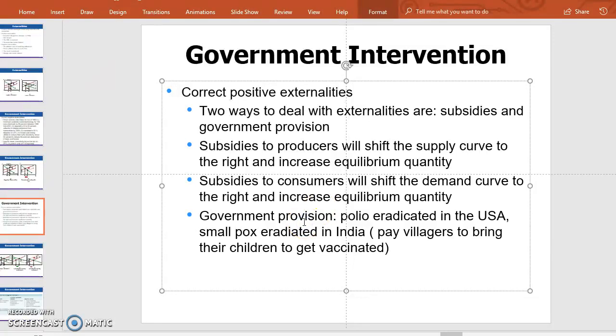Then government provision. The government can itself come and produce and sell the product cheaply so that people demand more, solving the problem of under allocation. Like polio eradicated in USA, smallpox eradicated in India, paying villagers to bring their children to get vaccinated. The government not only produced the vaccine, they paid families to get their children vaccinated to encourage the spread of this vaccine, because they said that the vaccine has a positive externality.